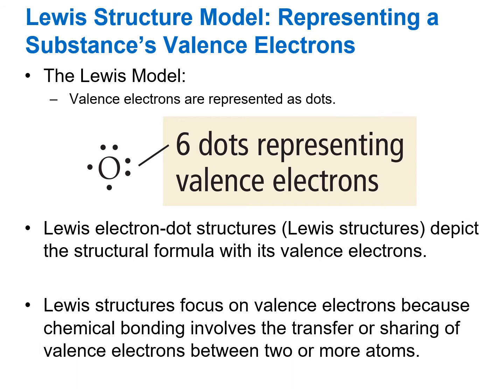Lewis structures focus on valence electrons because chemical bonding and chemical reactions are driven by those valence electrons. It's through the transfer or the sharing of valence electrons that we get some sort of a reaction happening between atoms. So this is basically things that we've known, but Lewis's dots put it all together for us really nicely.